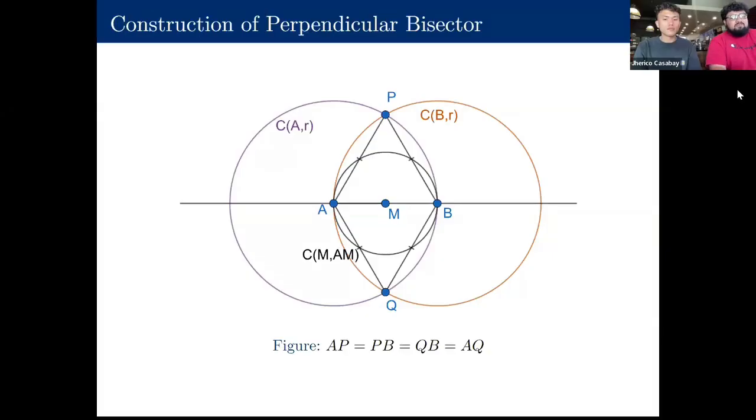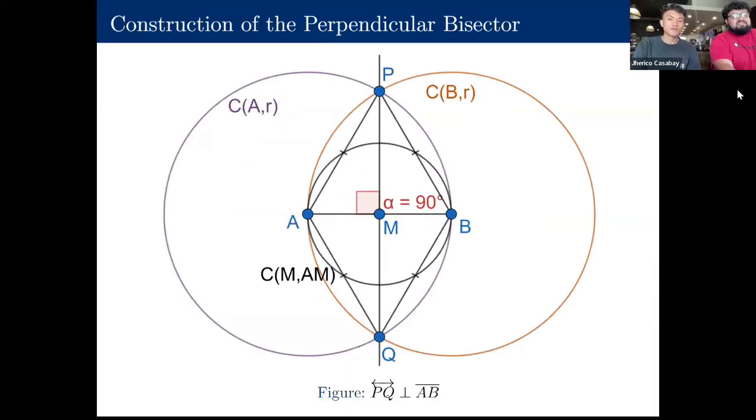And so now, since both circles, the purple one and the orange one, have the same radius, and P and Q are both points on both circles, then we have that they are both equal distance to points A and B. So since P and Q are both equal distance from A and B, then we have that P and Q must both lie on the perpendicular bisector of the segment AB. So then we get that the line PQ is actually our perpendicular bisector.